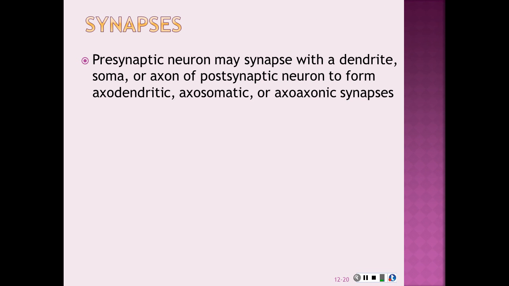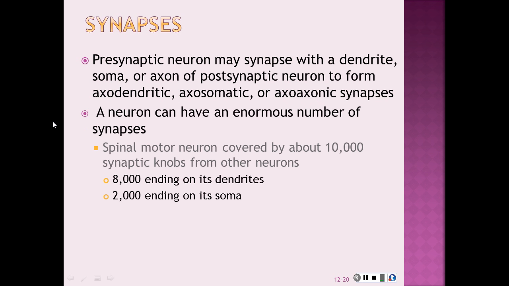Now, a presynaptic neuron may form an axodendritic, an axosomatic, or an axo-axonic synapse. So the axodendritic is a synapse with the dendrites. The axosomatic is a synapse with the soma, and the axo-axonic is a synapse with the axon, hence the names.